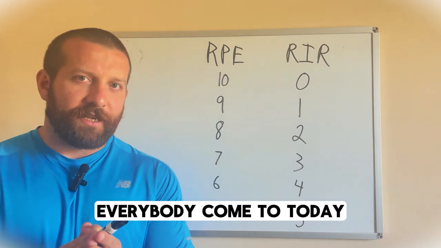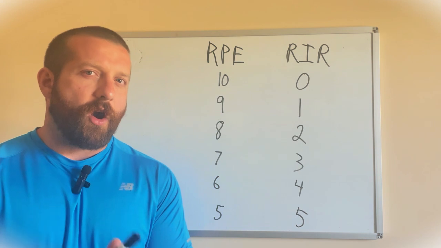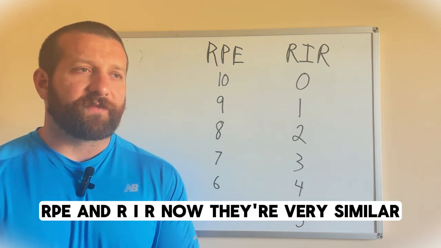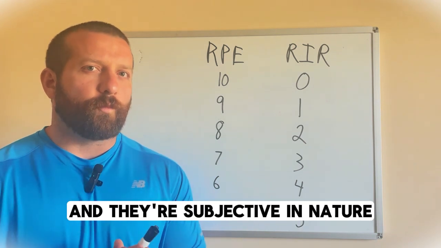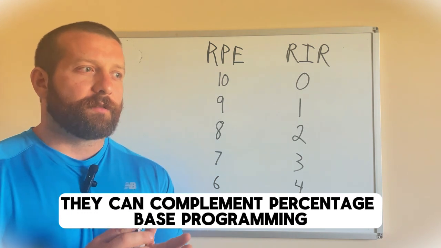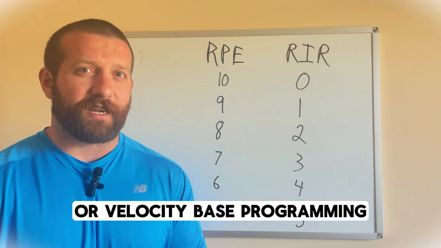Hey everybody, coming to you today to talk to you about a couple of lifting prescription methods, RPE and RIR. Now they're very similar. They're actually just inverted scales of each other. And they're subjective in nature. They can complement percentage-based programming or velocity-based programming.